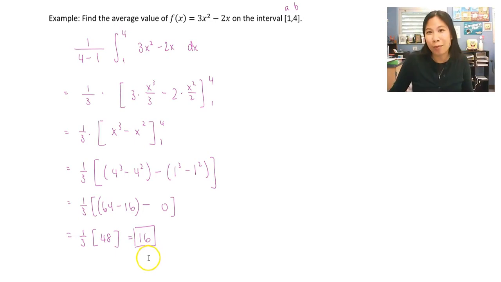That means the average y value of our function f of x equals 3x squared minus 2x on the interval from 1 to 4 is 16. In other words, if you look at all the y values of this function between x values of 1 to 4, the average y value would be 16.